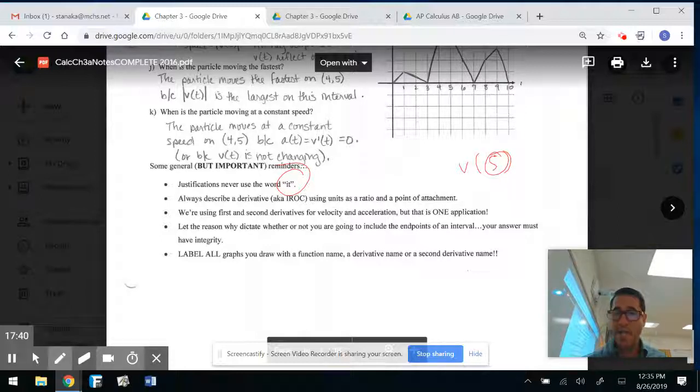Let the reason why dictate whether or not you are going to include the endpoints of an interval. Your answer must have integrity. And last, label all graphs you draw with a function name, a derivative name, or a second derivative name. Are you looking at the position graph? The speed graph? A velocity graph? The acceleration graph?